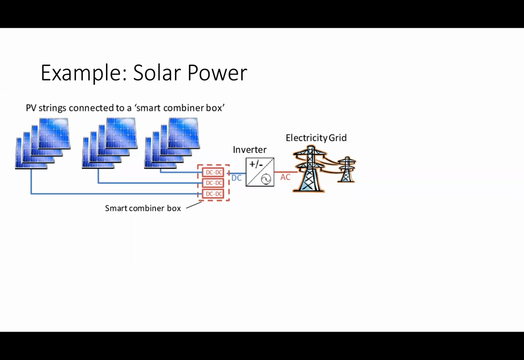An example of this would be if I hooked up PV panels, solar panels, to the grid. There's a bunch of solar panels, and then there's this thing called an inverter that hooks it up to the grid. The grid, how would you model it? I've talked about this kind of before.